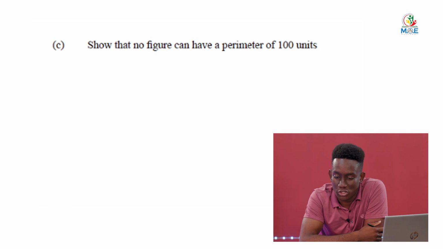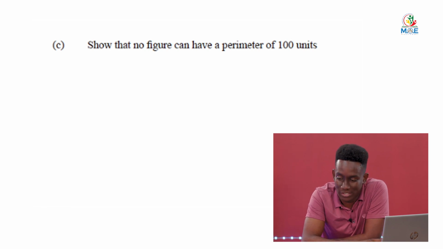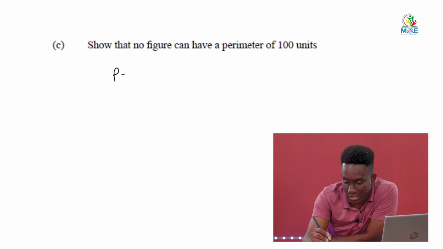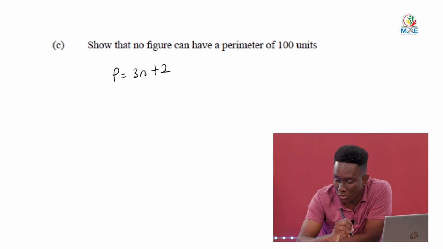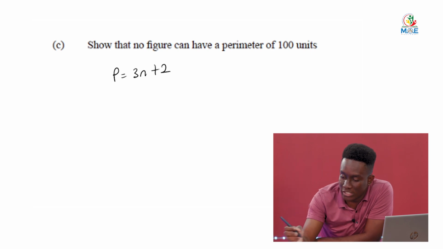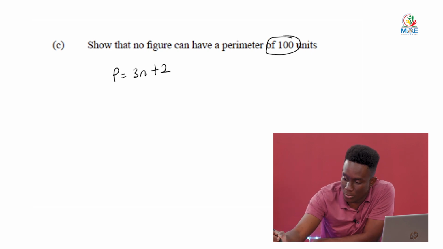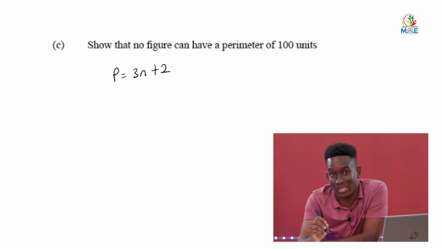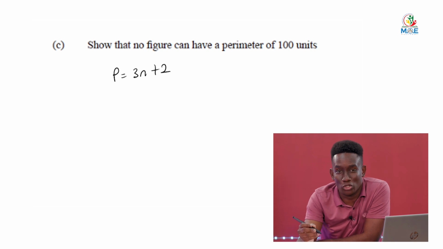So this one says, show that no figure can have a perimeter of 100 units. So we want to show that no figure will have a perimeter of 100 units, meaning when we add up all the sides, we can't get 100 exactly. So we know the formula for perimeter is 3n plus 2. And we know in this case the proposed perimeter is 100. So what we can do is simply replace the p with 100, and then we should solve for n. We should not get a whole number.